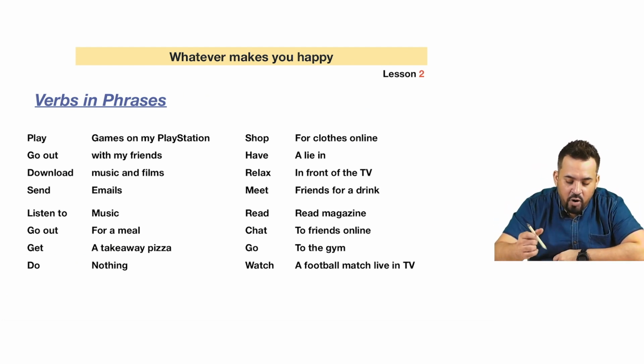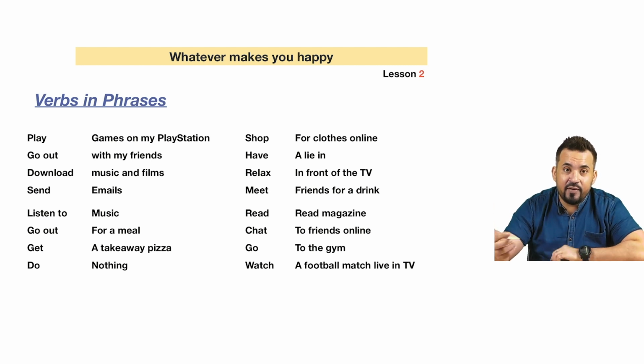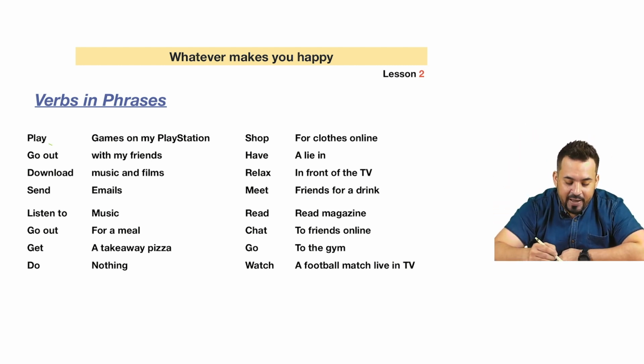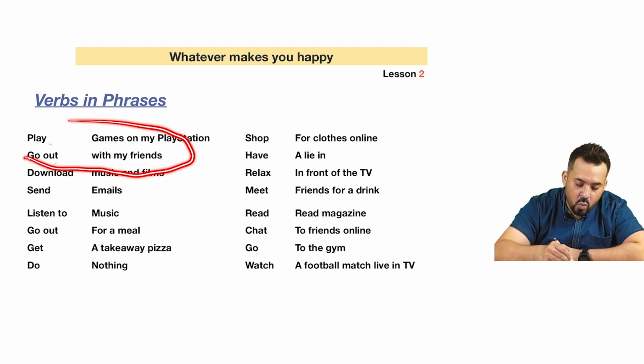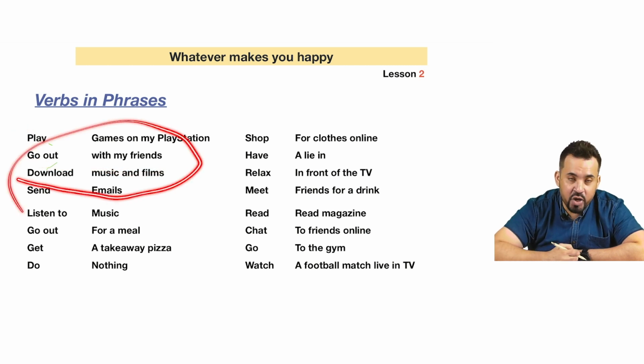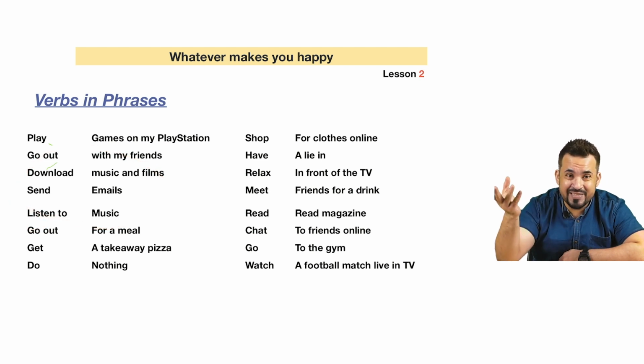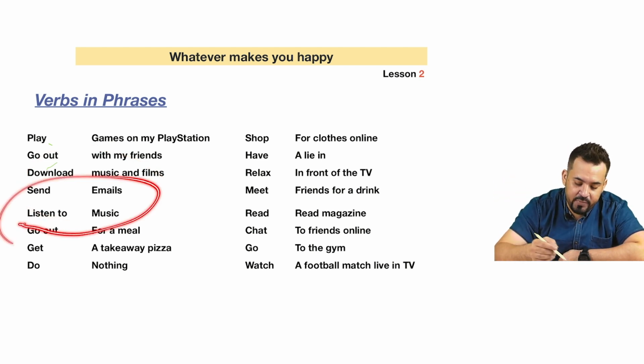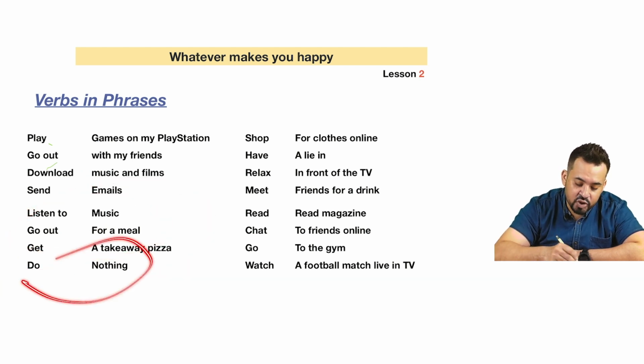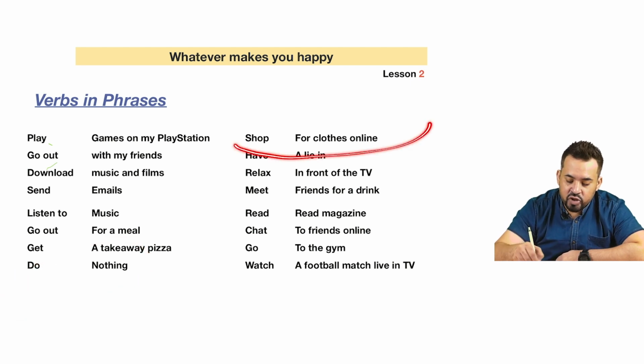All right, now verbs and phrases. Let's take a look at some verbs and put them in phrases. So play a game on my PlayStation. Go out. Go out with my friends. Download music and films. Send emails. Also, you can send text messages. Listen to music. Go out for a meal. Get a takeaway pizza. Do nothing. Shop for clothes online. Have a lie-in.